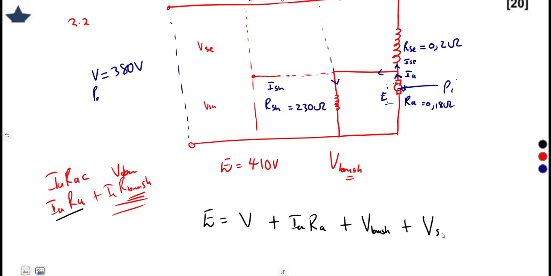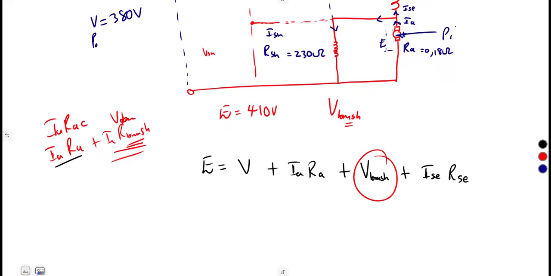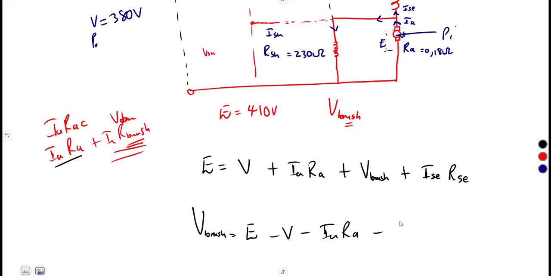So this is the formula that you're going to end up with, which is simply I_se for the series times the resistance of the series field. So that's it. We can make the brush the subject of the formula. Therefore, V brush is going to be equal to E, and you take all these to the other side of the equation, so they're going to be negative V, negative I_a times R_a, minus what? The series field, the series here. All right, so that's it.